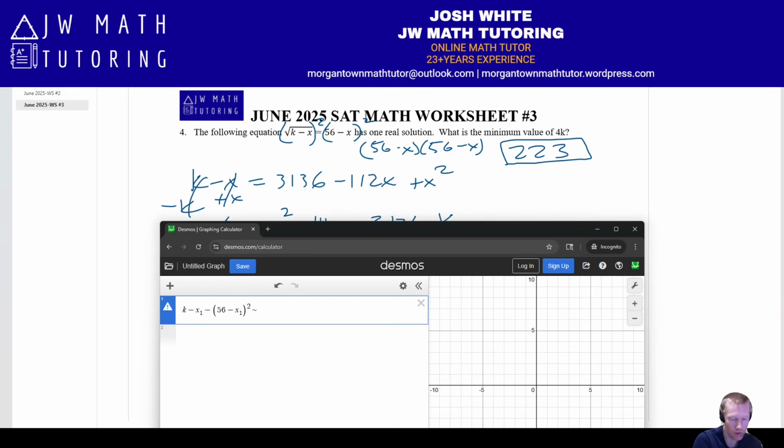Then I'm going to do regression, and I am going to send this into its vertex form, because this is a quadratic now, but the y-coordinate is going to be 0. So instead of having a plus k at the end here, I'm just going to put nothing, because I want it to basically be 0, because that would mean that the vertex is on the x-axis, which means there's only one real solution.